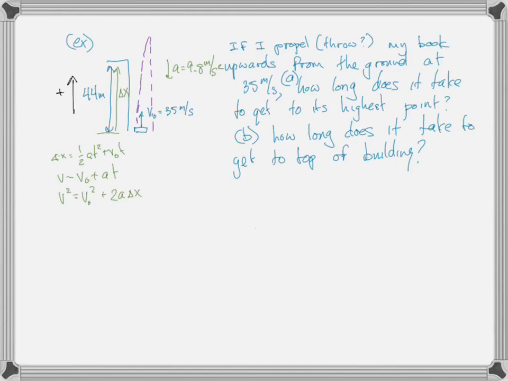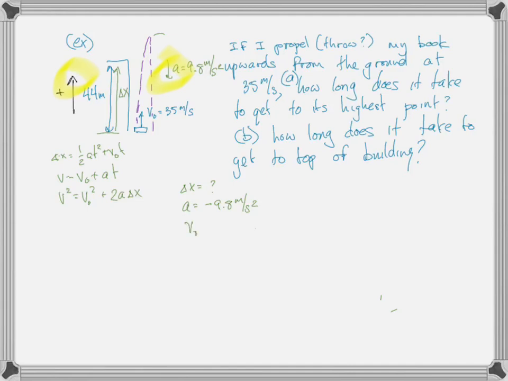And so then we can write down our kinematic variables. Delta x is equal to 44 meters? Nope, no it isn't. How long does it take to get to its highest point? Its highest point is up here, so that's not delta x. Delta x is unknown. Acceleration, again, look at the arrows. It's got to be negative because we are accelerating opposite our positive direction. So it's minus 9.8 meters per second squared.